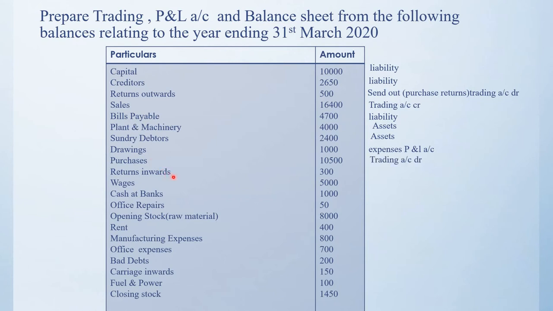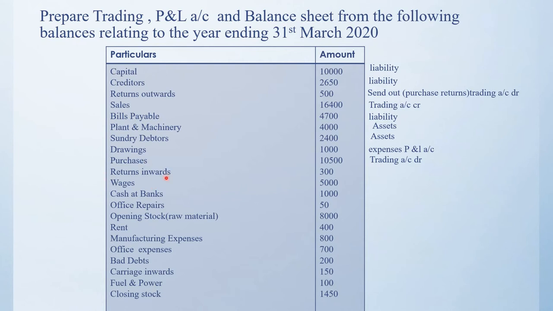And return inwards. Return inwards means we are getting the goods back inside. First we send the goods out by making sales. Once sales are done, the goods go out. If the customer identifies any drawback or defect in our products, he will return our goods back.